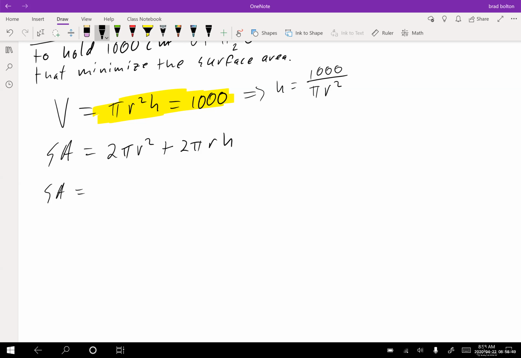So surface area equals, let's see here. Oh, and this is a cylinder, by the way. I should have probably drawn this. I just got carried away. Tend to do that sometimes.